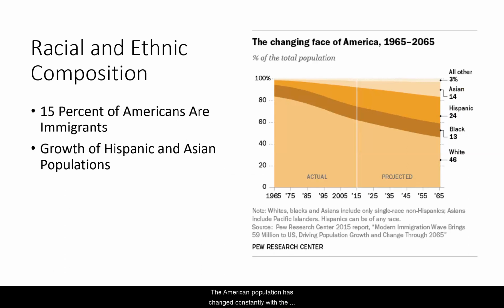The American population has changed constantly with the arrival of immigrants. Immigration to the United States peaked in the first decade of the 1900s, when nearly 9 million people, many from Eastern Europe, entered the country. Today, almost 15% of Americans can be classified as immigrants. In recent years, immigrants from Asia have replaced immigrants from Latin America as the largest source of immigration into the United States. Immigration patterns have led to a significant increase in the racial and ethnic diversity of the American population, a trend that is projected to continue well into the 21st century.